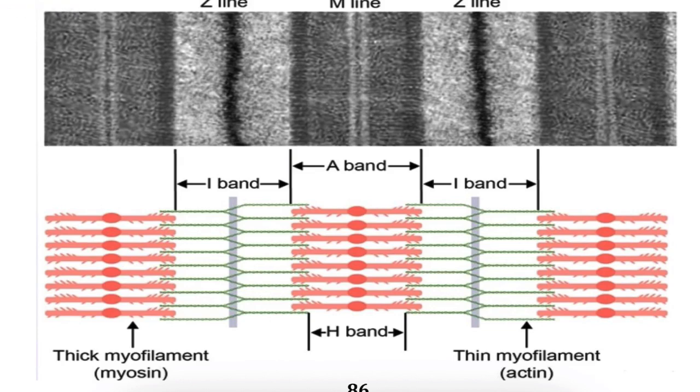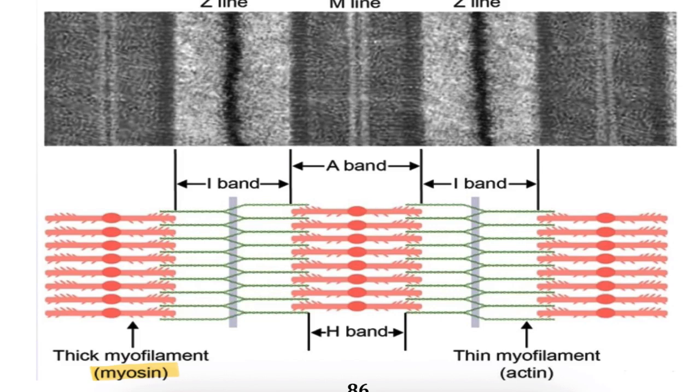You can see here, titin is one of the proteins. It connects myosin to the Z line. It provides elasticity and structural stability during contraction and relaxation. Titin gene mutations are linked to familial dilated cardiomyopathy.